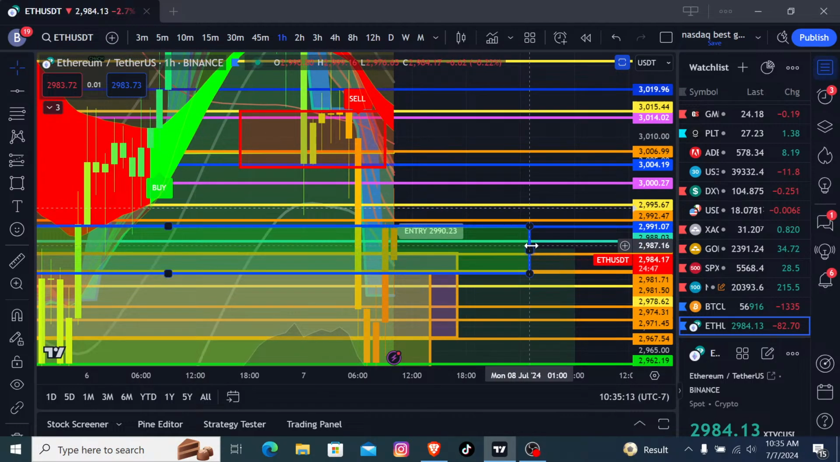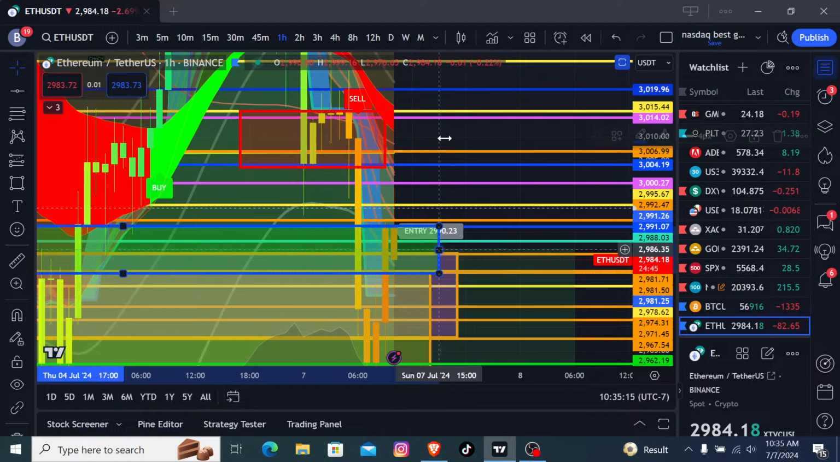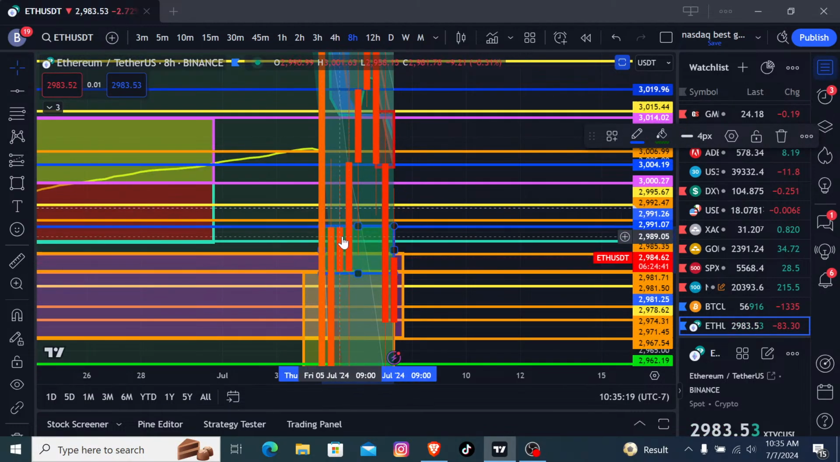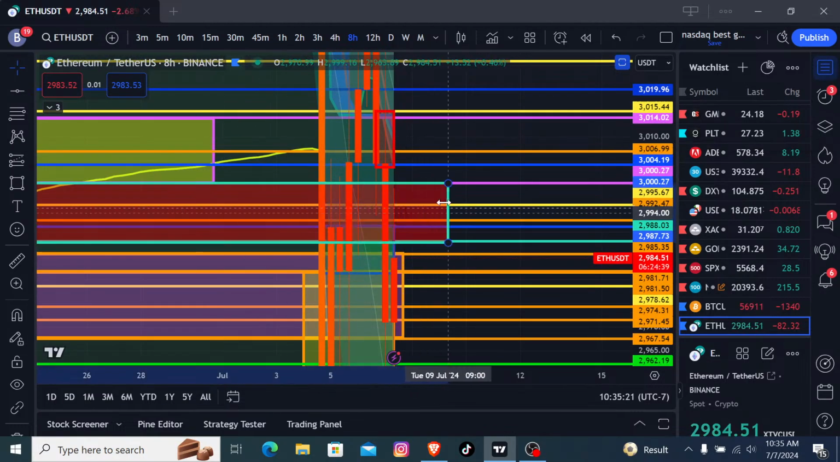So then next it gets you, oh, there's the next area right here. Why? Because when you go to your 8-hour candle, there's a box right there, and that box. Oh yeah, there was a box right here.